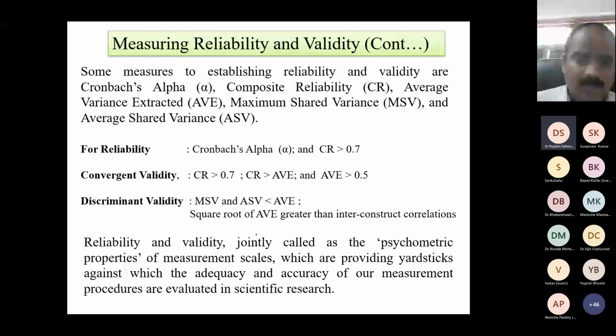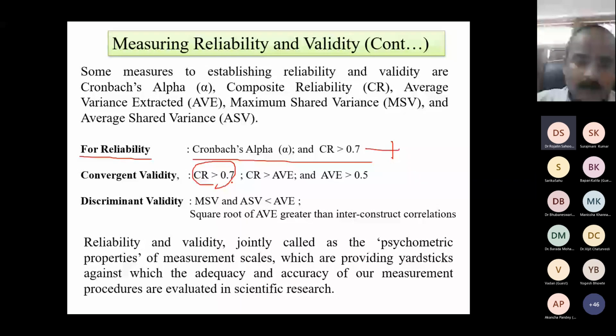See, look at here. For the reliability, the Cronbach alpha should be more than 0.7. Madam was asking what is the value. Look at here. For the reliability, the Cronbach alpha should be more than 0.7, plus the composite reliability should be more than 0.7. In addition to the Cronbach alpha, the CR, composite reliability, should be more than 0.7.